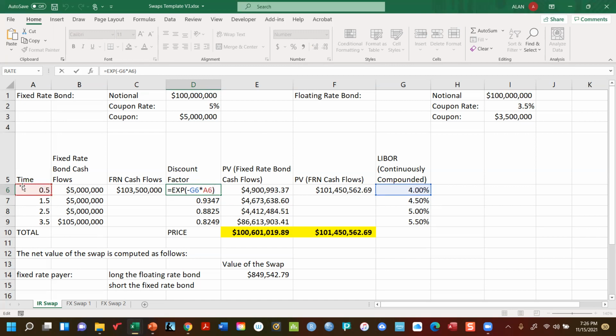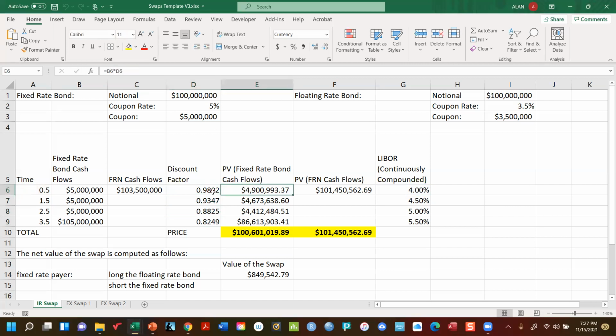So the discount factor is basically telling me the present value of $1 received, in this case, in 6 months, when the continuously compounded rate is 4%. So remember, these are meant to be continuously compounded rates. That's why they have to be calculated this way. We'll do the same thing for all 4 of these.